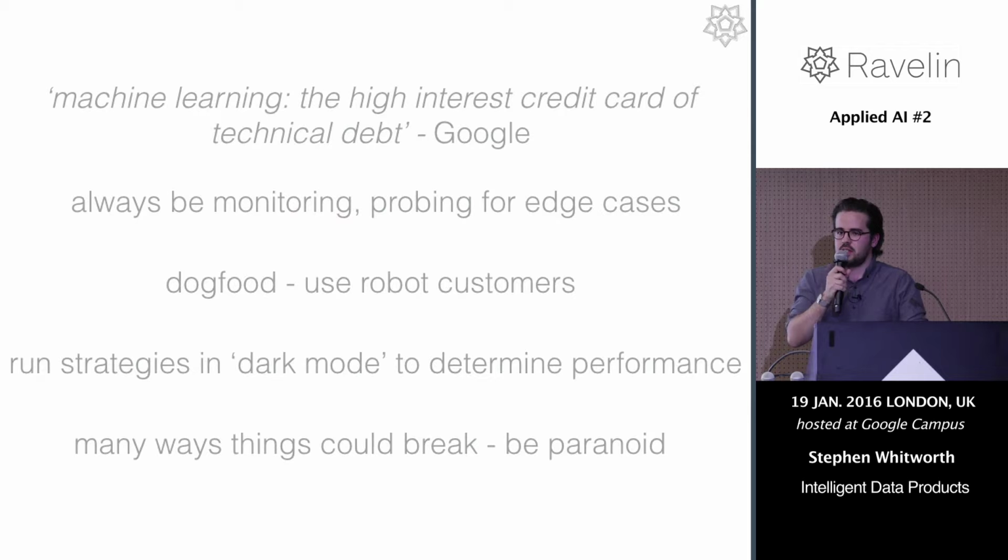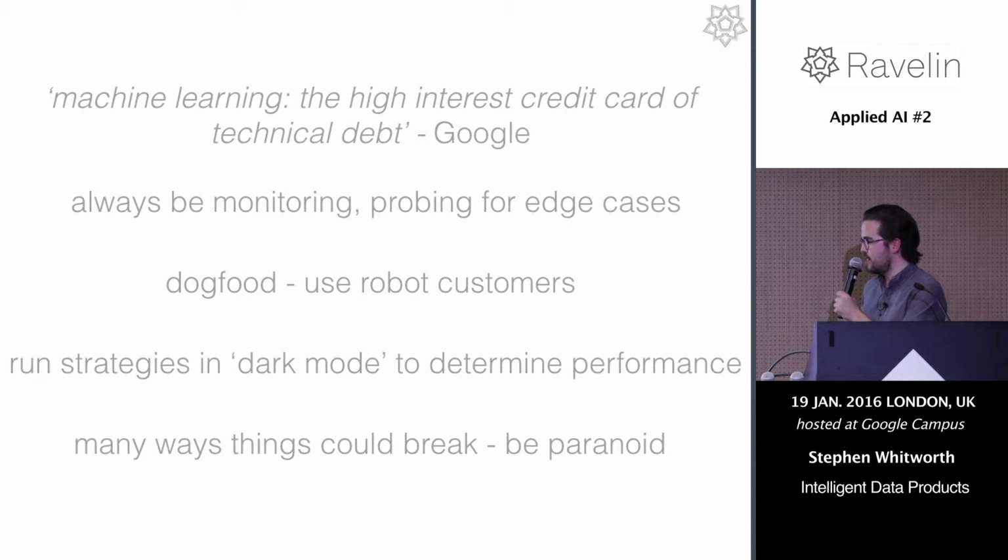So the way that we do it is we kind of dog food. We use robot customers that essentially sign up, send events through our API that look variously good or variously bad. And if we don't score the right end of the scale that we would like to, then something is obviously going wrong. And we kind of get notified on Slack about that.